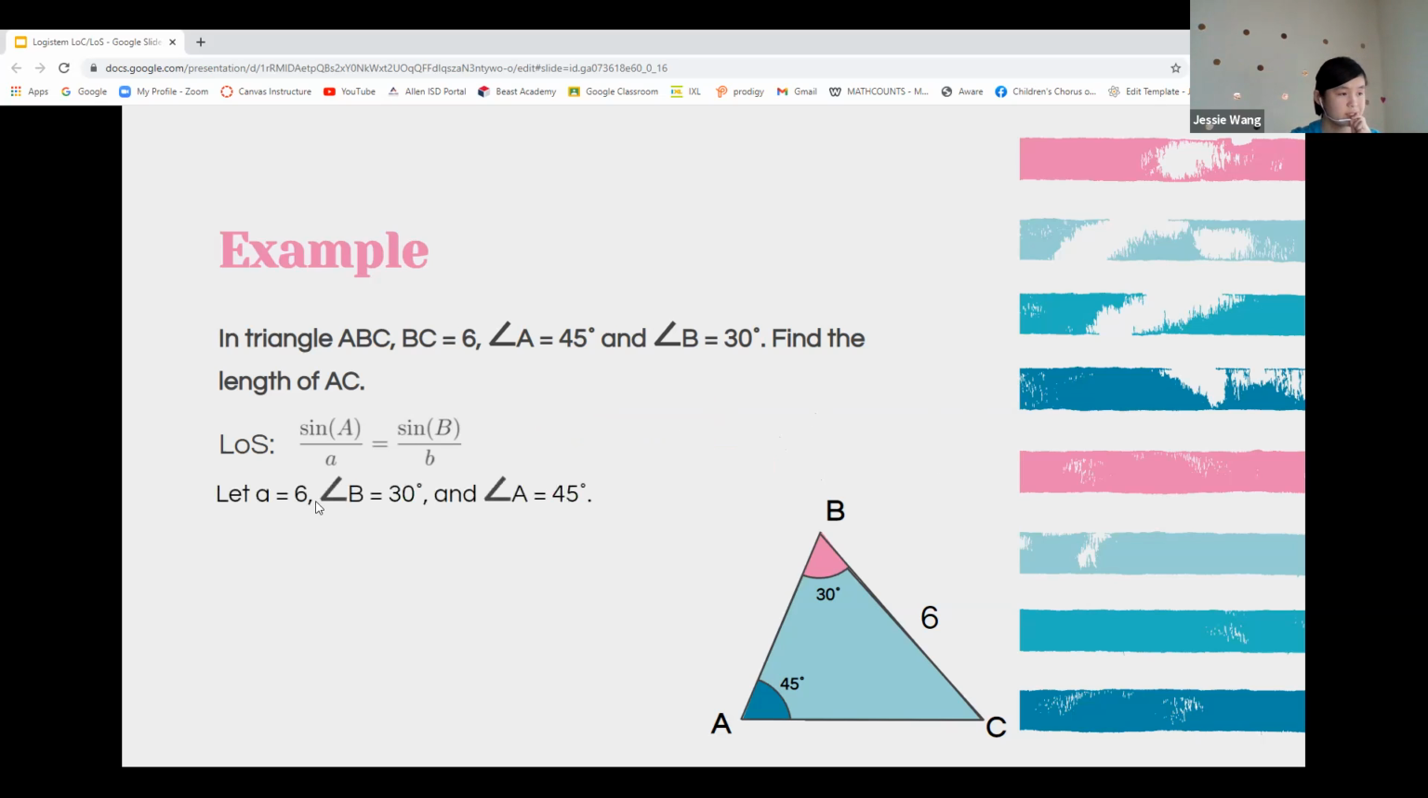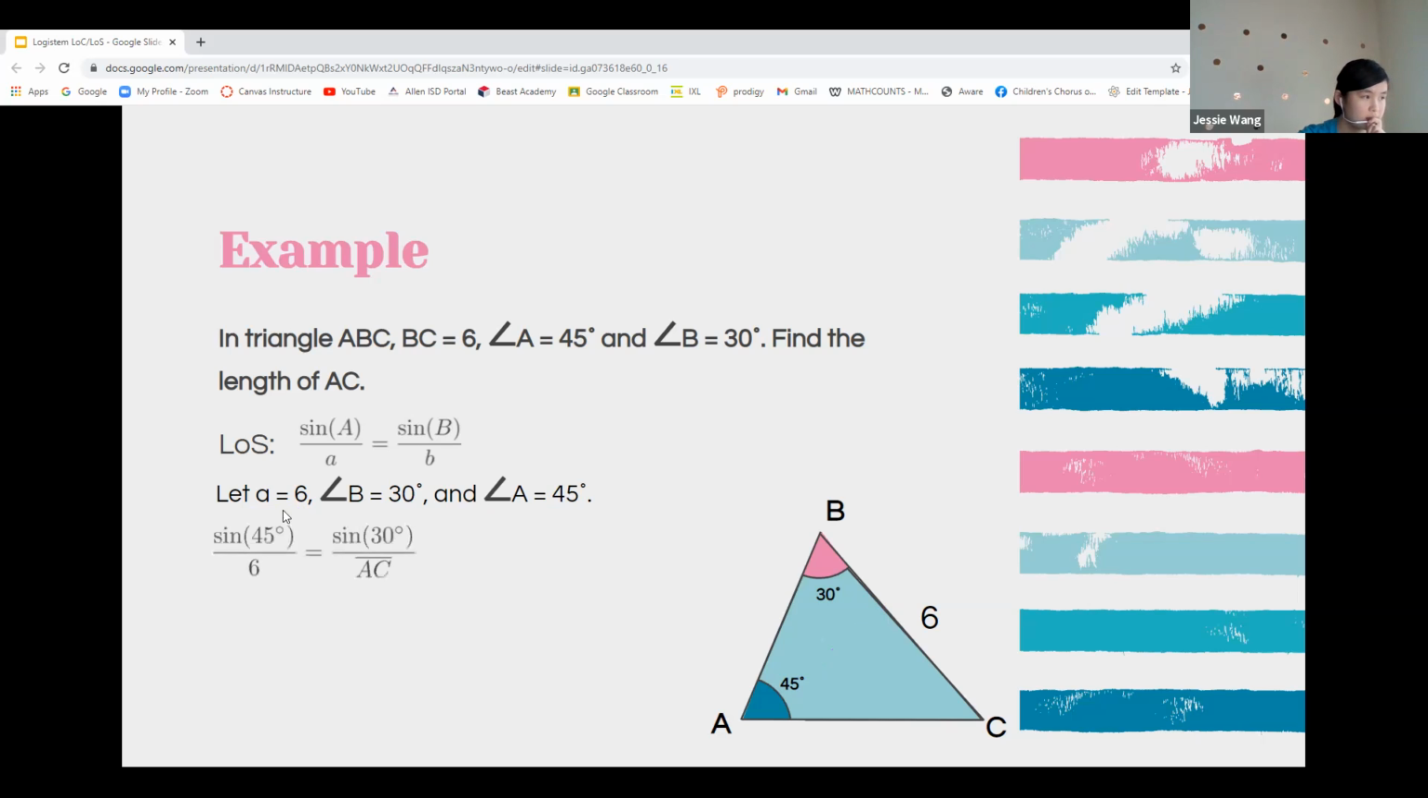All right, so we can set A equals 6. That's the side length we know. Angle B is 30 degrees and angle A is 45 degrees. It's important that we set A to 6 and angle A to 45 degrees since they are right across from each other. If we change the order, we're going to get a wrong answer.